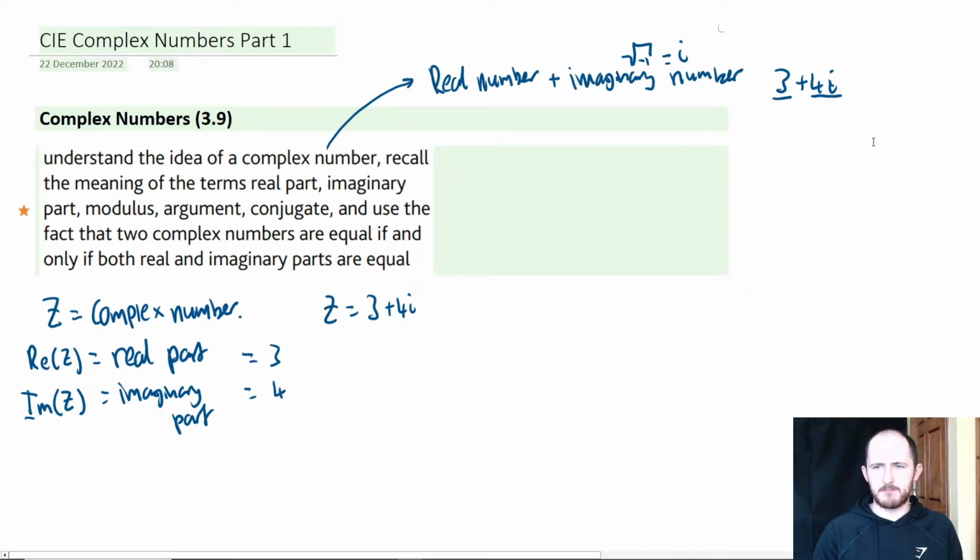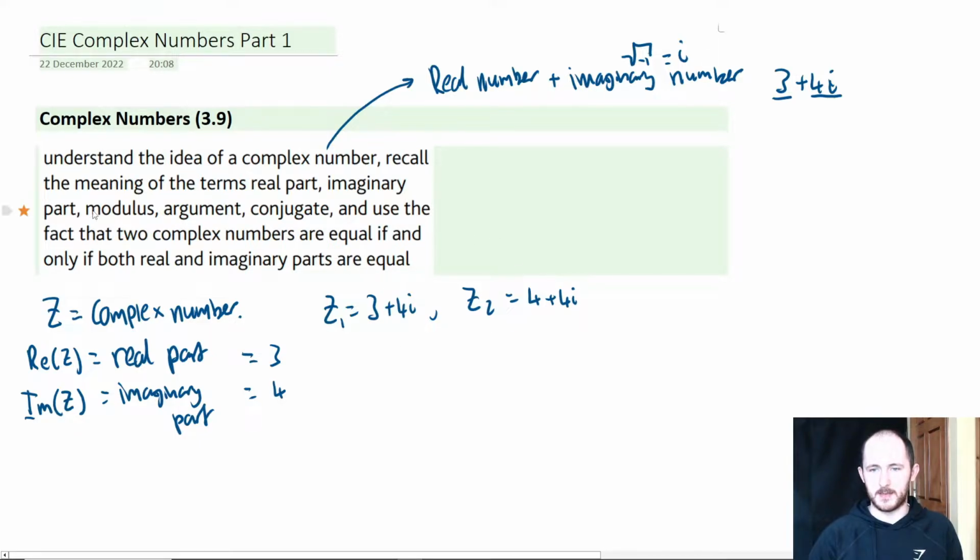Okay, so that's hopefully not too bad. So we've done the first two, so the real part is just the real number, and the imaginary part is whatever's next to the i. Now I'm going to show you how to work out the modulus, argument, and conjugate, and use the fact that two complex numbers are equal if and only if both real and imaginary parts are equal. So for instance, if I took this being z1 and z2 being something like 4 plus 4i, those two numbers are not equal. They're only equal if all of the parts are exactly the same.